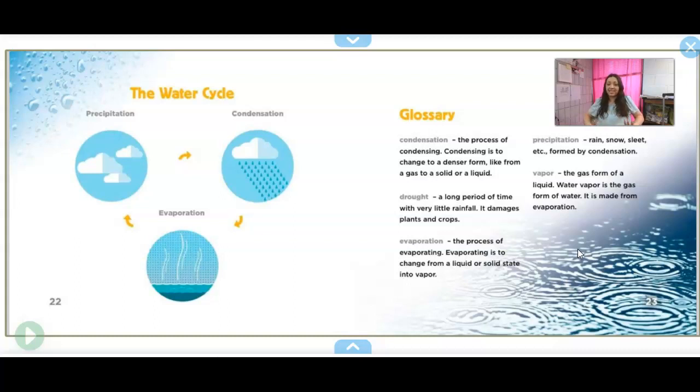Evaporation, remember, is the process of evaporating. Evaporating is to change from a liquid or solid into vapor. And then precipitation, remember, is rain, sleet, snow, anything that's going to come down out of the clouds. And then the vapor is the gas form of a liquid. Water vapor is the gas form of water. It is made from evaporation.